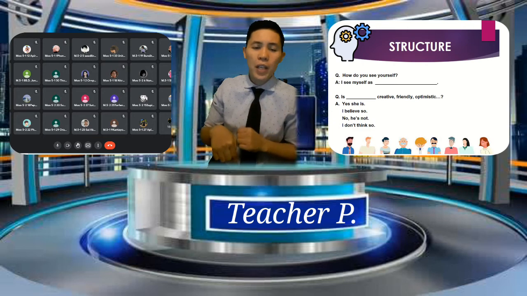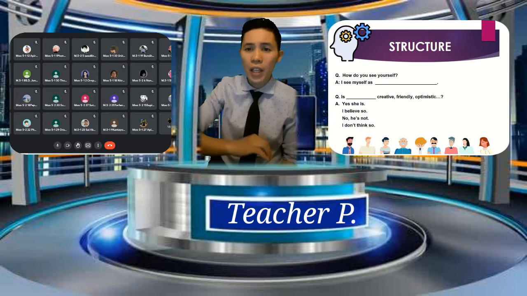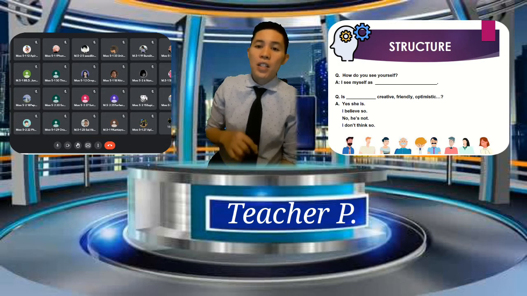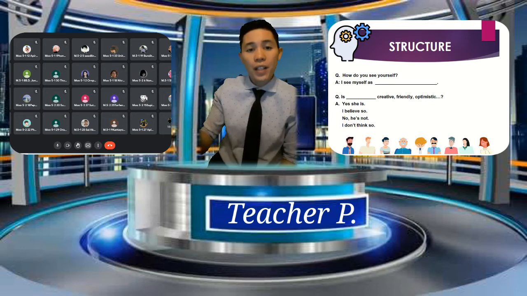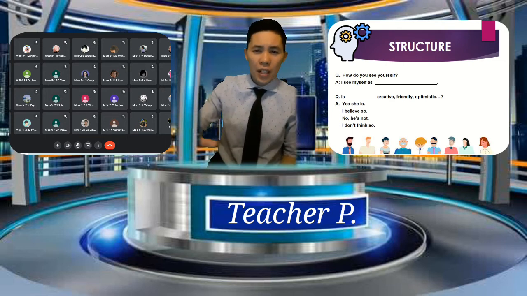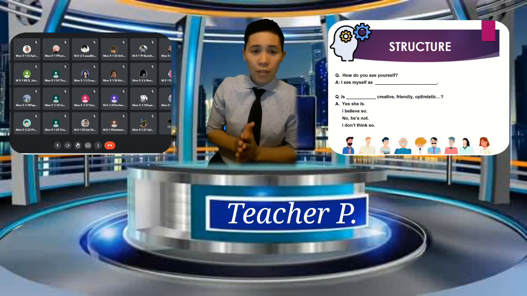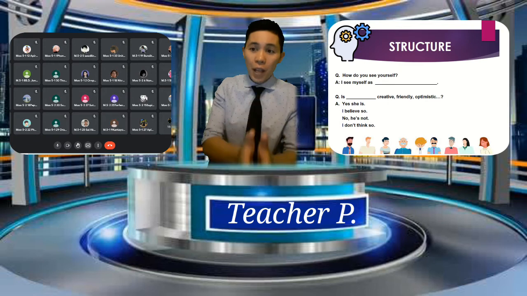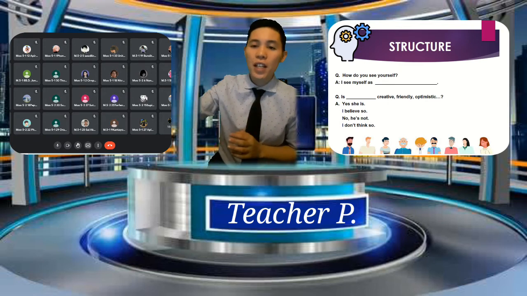Now let's go ahead with our second structure. Okay, it's: Is blank creative? The blank here is actually the name of your friend. So if you want to know the personality of your friend, you can ask another friend about the person's personality. Now what is the answer? For example, is Stamp creative? Is Dream friendly? Is Theme optimistic?